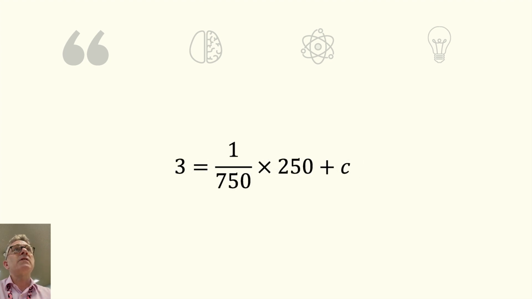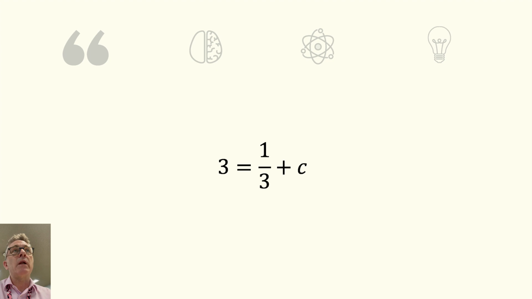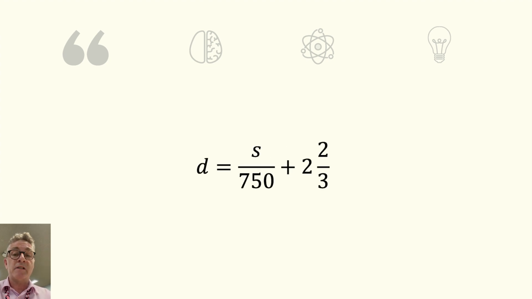3 = 1/750 × 250 + c. Well, that's going to give me 3 = 1/3 + c, which means that c is going to be 2 2/3, or 8/3, if you like. So we can now write the expression d = s/750 + 2 2/3, which tells us that even before the race started, we had lost 2 2/3 millimetres of tread.